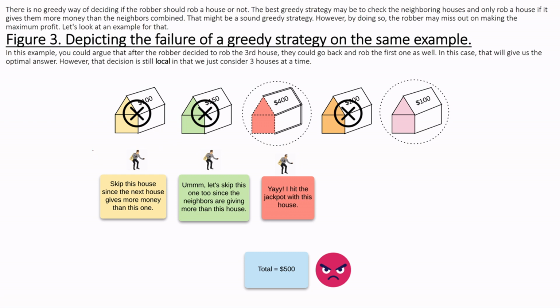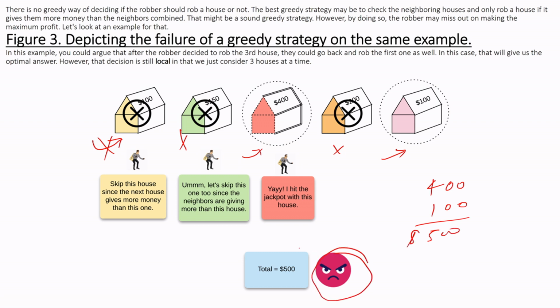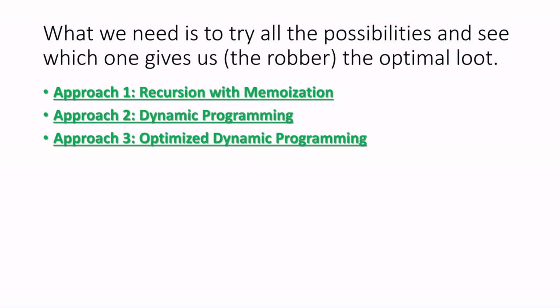What we'll do here, we will not start from the first house or the second house. He is going to start with the third house, and the last house, and he's not considering this house. So in this case he got first 400 and then the last one 100. So he got $500, and still he is unhappy. So what we need is to try all the possibilities, and see which one gives the robber the optimal loot.